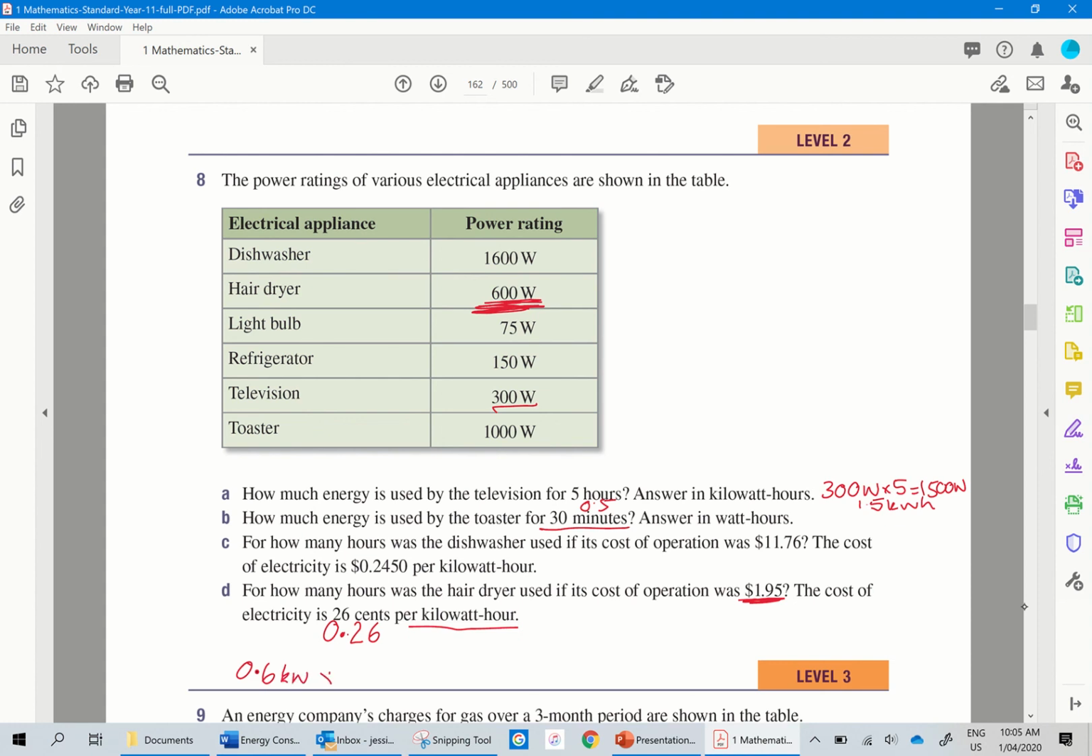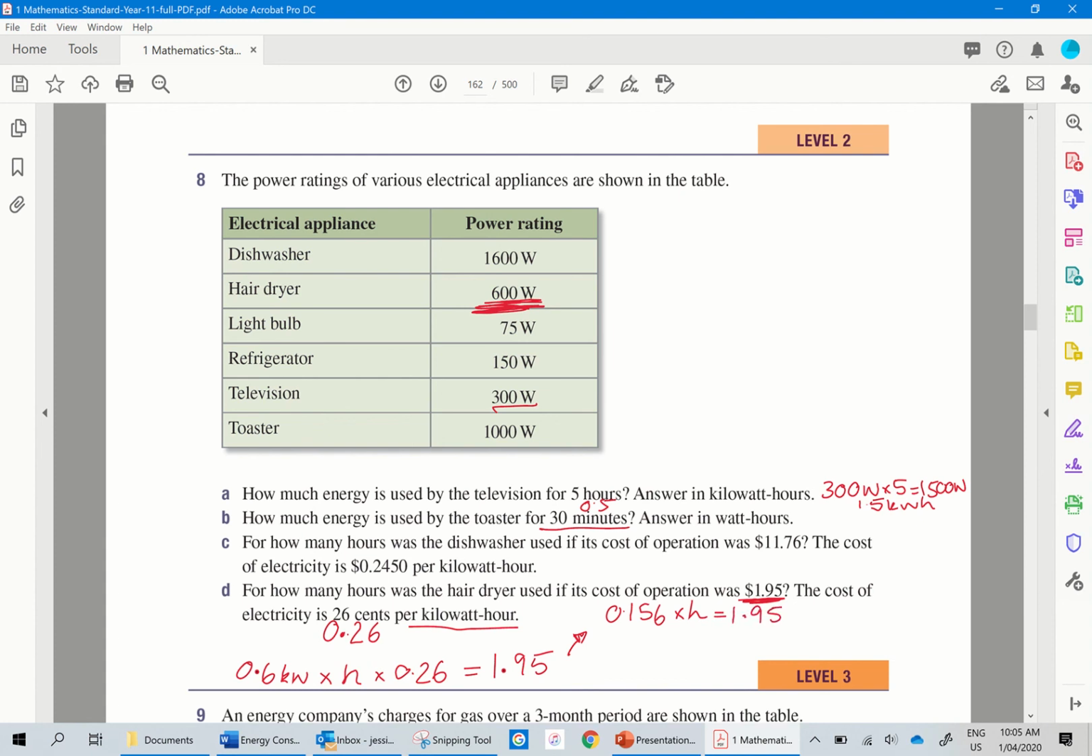And I'm going to multiply that by how many hours. I'll just write H, they used it for. And the cost was 0.26 for every hour. And that is equal to $1.95. So what happens now is it becomes a bit like an equation. If I clean this up, sorry, that's just my dog barking. I'm just going to bring it up here. 0.6 multiplying by 0.26 gives me 0.156, which is multiplying by the H. And that's equal to $1.95.